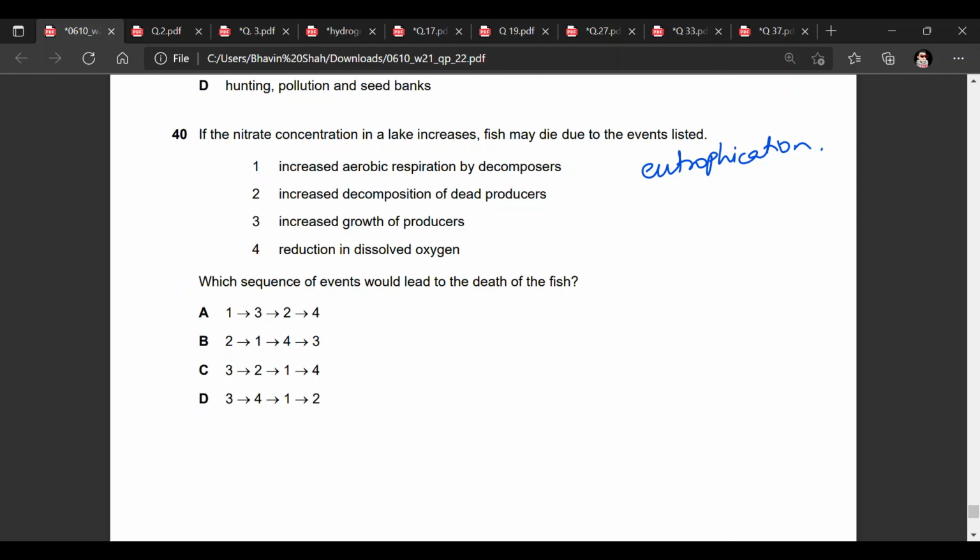So coming to the arranging of this particular sequence, we are going to start first with the third one. The third one is increased growth of producers where the competition increases, then the increased decomposition of the dead producers. Then we are looking at increased aerobic respiration by the decomposers, and lastly we are coming to the reduction in the dissolved oxygen, which is going to cause a BOD, biological oxygen demand, and because of which the fishes are going to die. So your answer is going to be C.